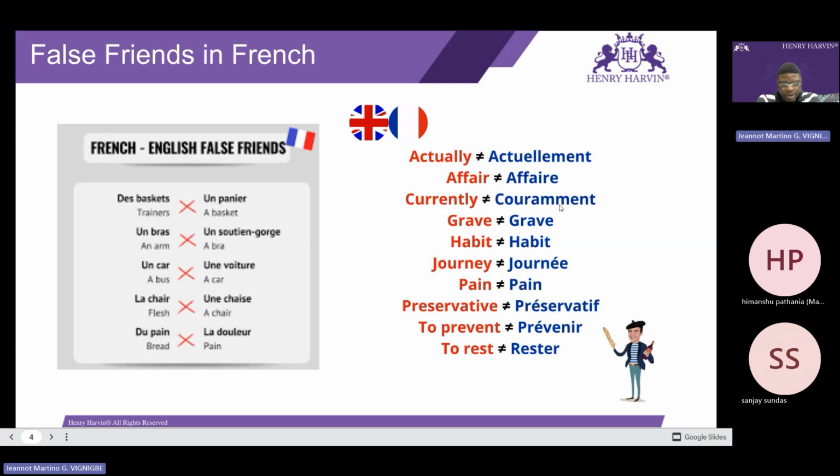Okay? Donc, nous avons des baskets. Le basket, ici, ça veut dire un panier, des trainers, un bras, un soutien-gorge, un car, c'est-à-dire une voiture, un bus, la chaise, une chemise, du pain et la douleur. Donc, nous sommes partis du français vers l'anglais en identifiant quelques faux amis, c'est-à-dire quelques false friends. Okay?